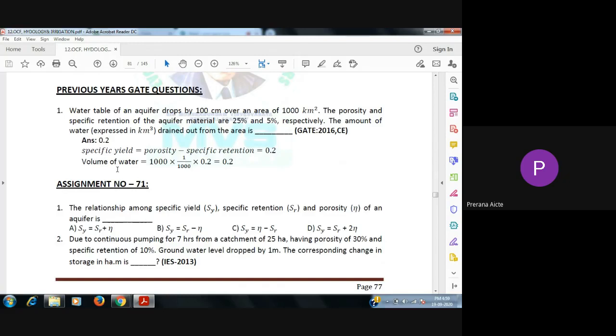So now, what is the volume of water? The area is 1000 square kilometers, so 1000 into 1 by 1000 into 0.2. It comes out like this. The answer is 0.2.